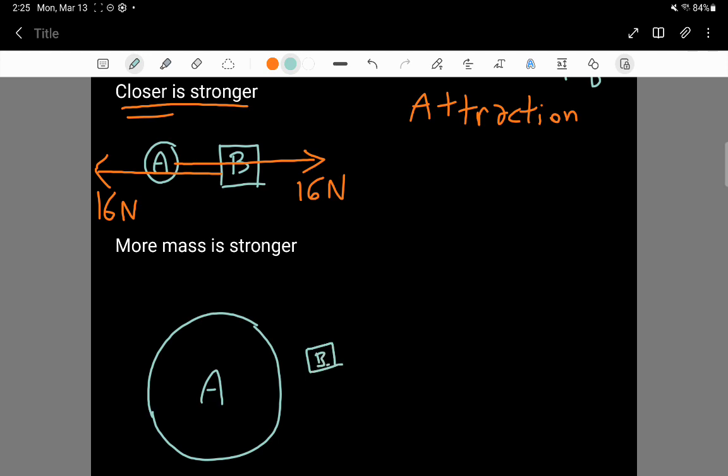So these two objects are having a gravitational interaction, and object B is attracted towards the center of A with a big force, and object A is attracted towards the center of object B with an equally big force but pointed in the opposite direction, right? So if there's more material involved, then gravitational forces tend to be stronger. And if there's less material, gravity forces are weaker.